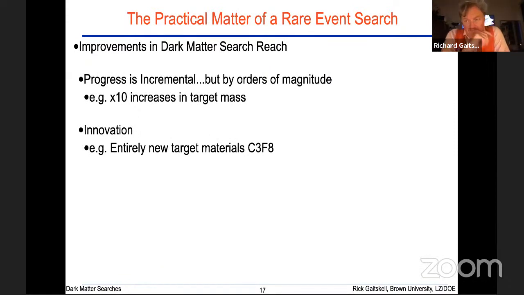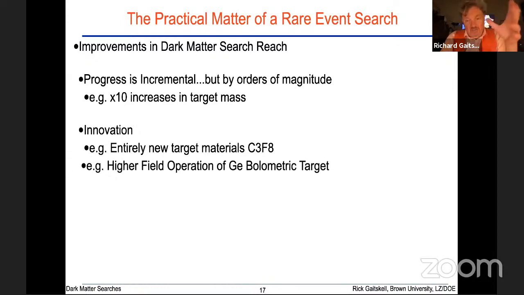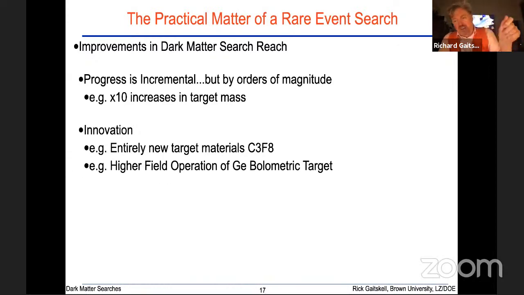We have also seen, and it is very necessary in a field like this one, the need to look at condensed matter physics, the behavior of a number of different targets, and to innovate. I think specifically the C3F8 development, for instance, was taken through to very promising and large mass implementations, which I'll show you in a moment.